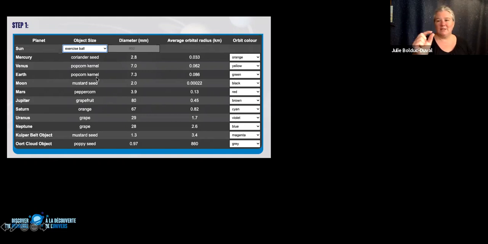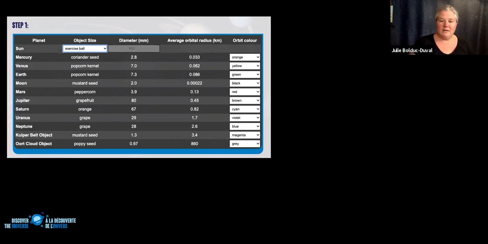So it's like the kernel of the popcorn. It gives you a size of an object close to that size. And it gives you how far it would need to be put. So again, the sun is an exercise ball. The Earth is just a corn kernel, and you have to put it 86 meters away. So that gives you a sense of scale, and usually it's bigger than what we expect.